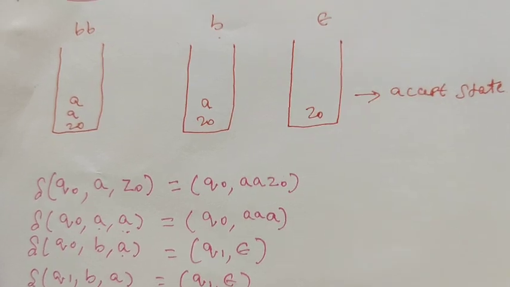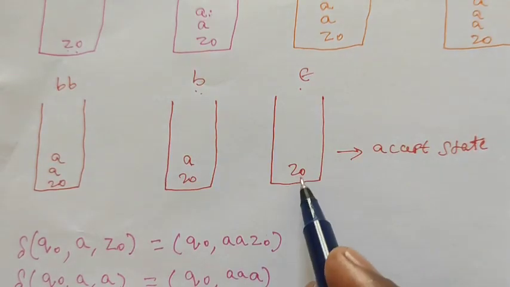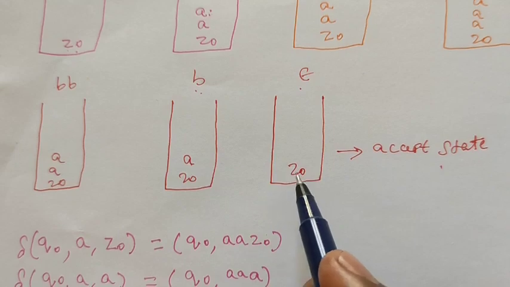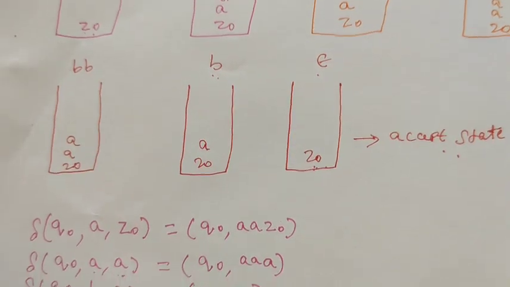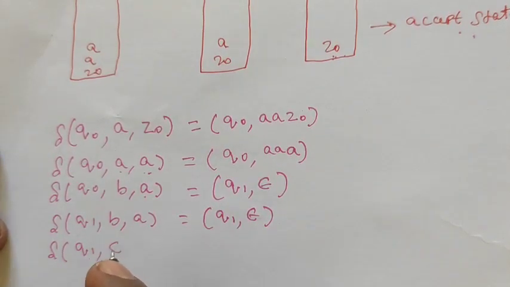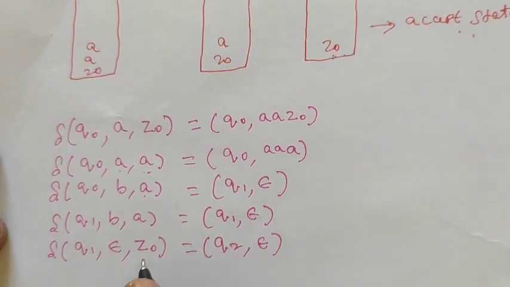Finally, there comes a situation when there are no B's here. There is epsilon and the topmost symbol is Z naught. At that time, we have to go to the accepting state. That means we are standing in the state Q1, we will be going to a state Q2 and make that Q2 a final state. So delta of Q1, input is epsilon, and the topmost symbol of the stack is Z naught. So we will go to the state Q2, replacing this Z naught by epsilon. So Q2 is called a final state.